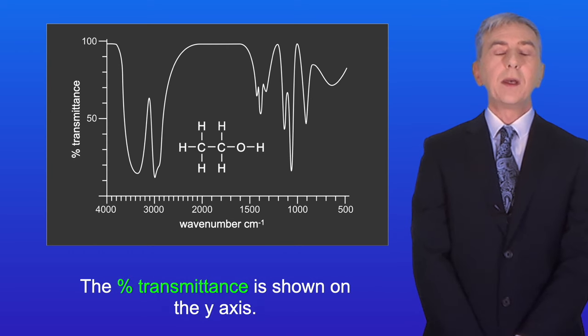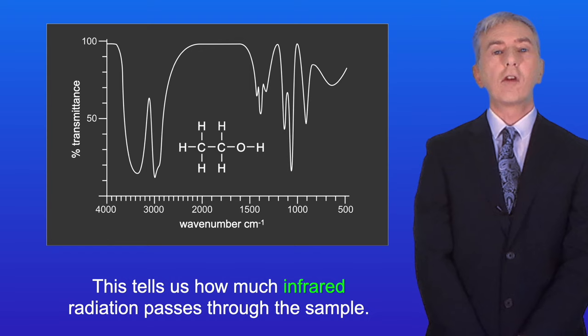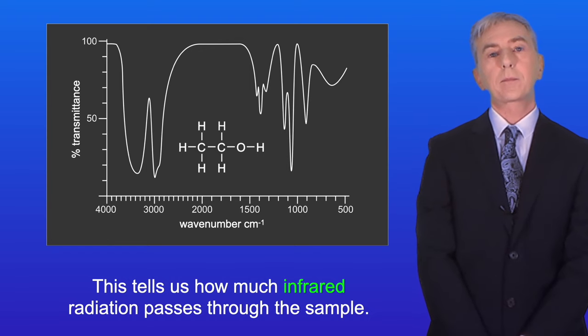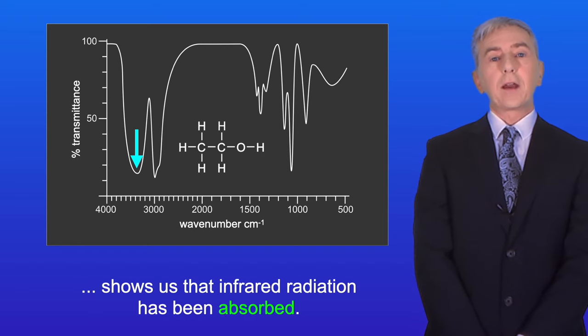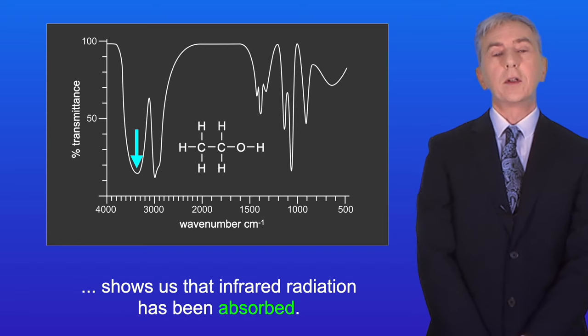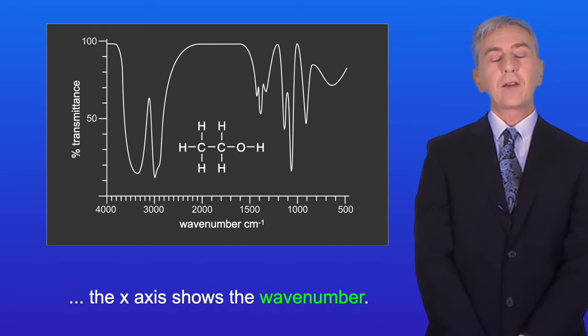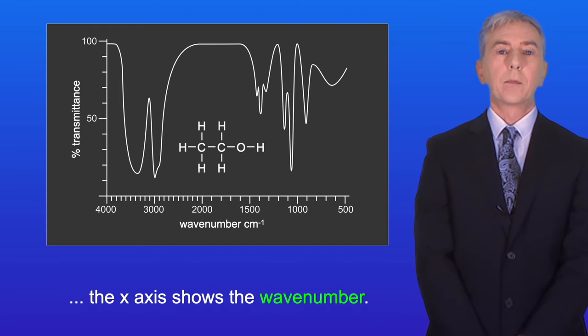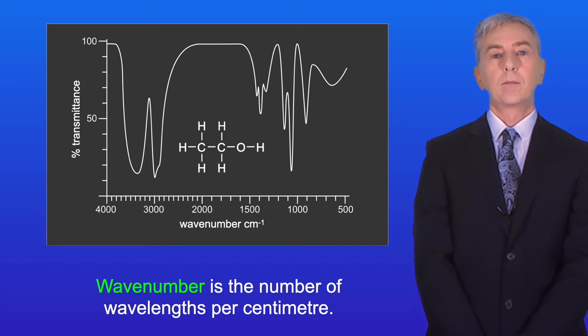The percent transmittance is shown on the y-axis. This tells us how much infrared radiation passes through the sample. A peak, such as shown by the blue arrow, shows us that infrared radiation has been absorbed. Now, rather than displaying frequency, the x-axis shows the wave number. Wave number is the number of wavelengths per centimetre.